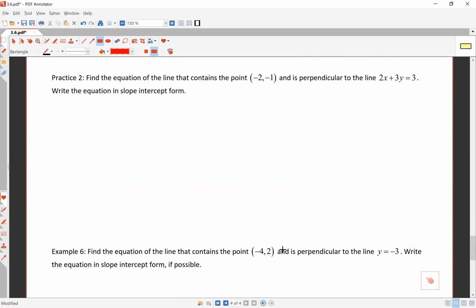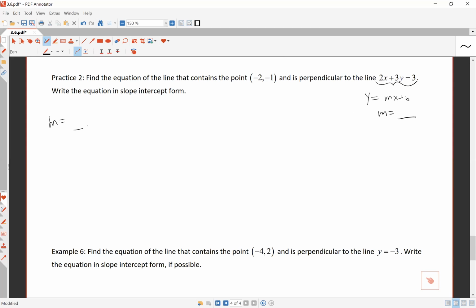Practice 2 is for you to try. I encourage you to press pause on your video and work this problem out. Remember, you're going to need to make it perpendicular to the line 2x plus 3y equals 3. So go ahead and solve for y and write in y equals mx plus b so you can see what the slope of this line is. Then use the negative reciprocal for your line. So please press pause on your video, work this out, and come back when you're ready to see the solution.